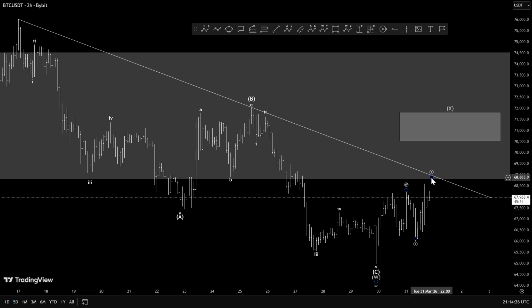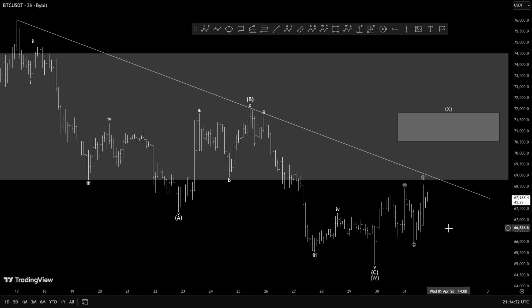Okay, so that is it. And now our expectation is to break out of this trend line and hit the wave X target. We can have some retracements, break out of this trend line. It's not strong enough. This move, you can see it is moving in a corrective structure way, which means the move is not strong enough to break out of this resistance level.